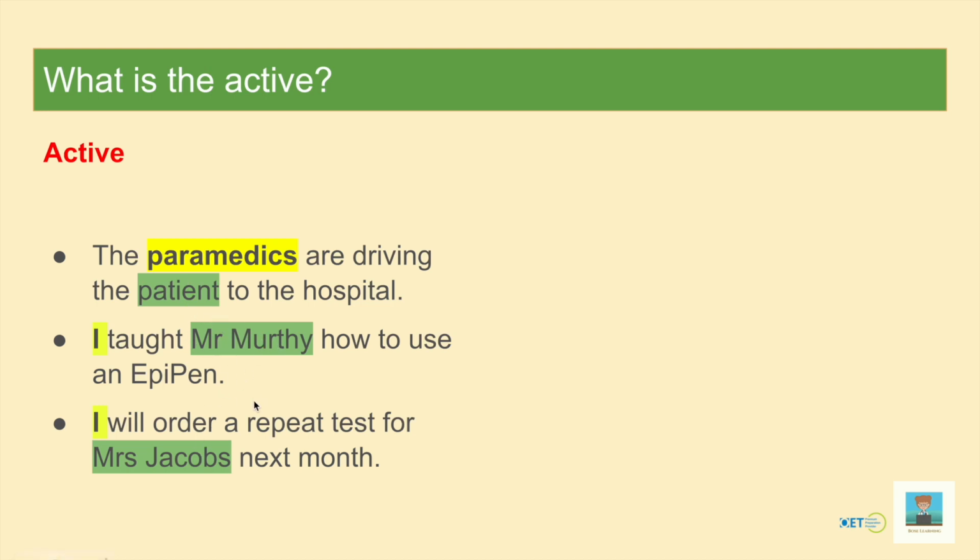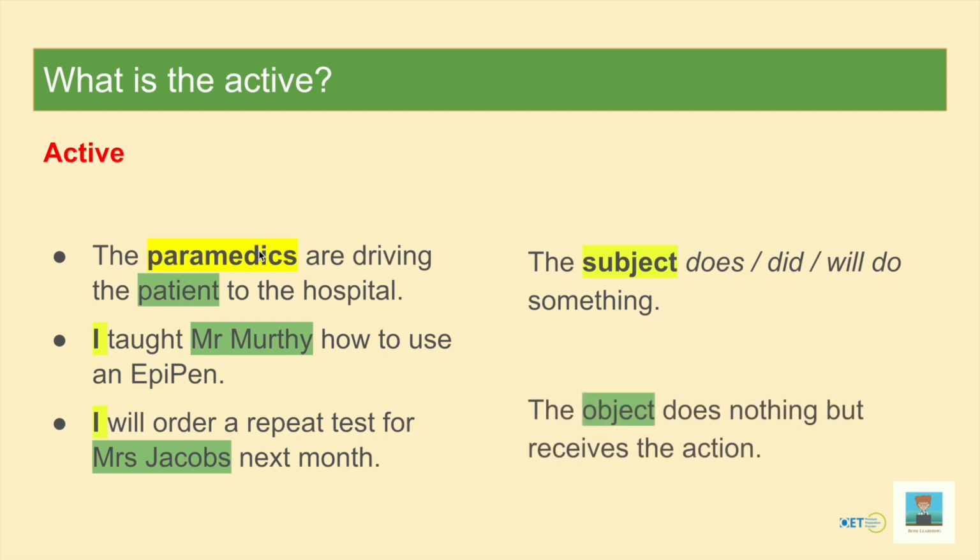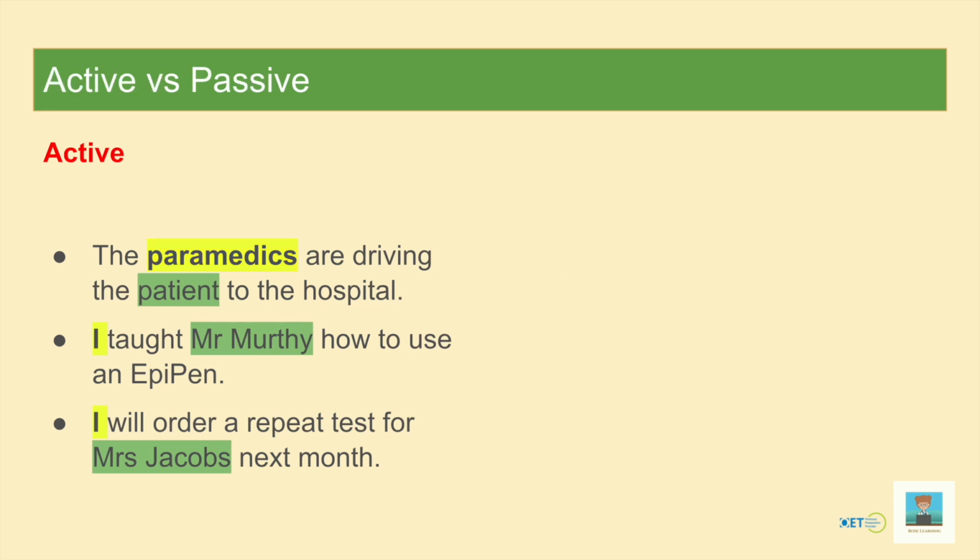So rather than being the objects, we want to make them the focus. When we talk in the active, the subject does or did or will do something, and the patient, the object, does nothing. But we want the object, in this case the patient, to really take centre stage. We want them to be the main idea of our sentences. And to do that, we need to change the voice from the active voice, which is what we use every day in spoken English, very common, into the passive voice.